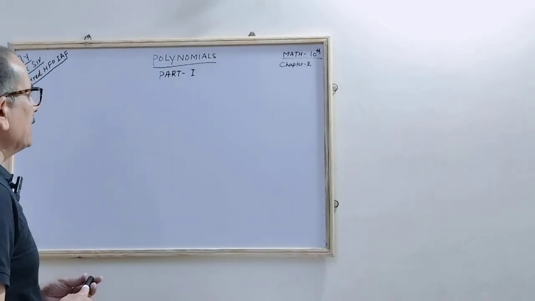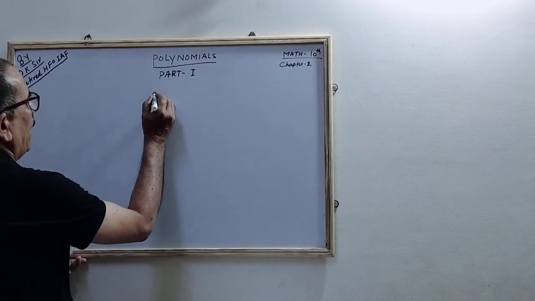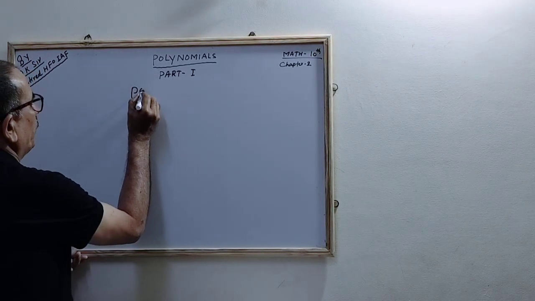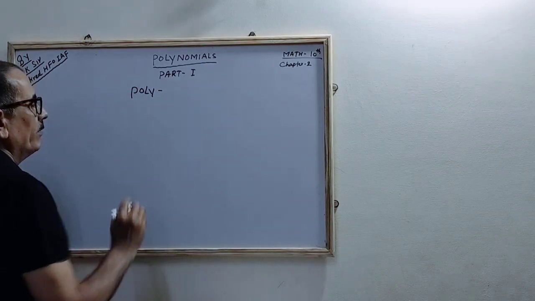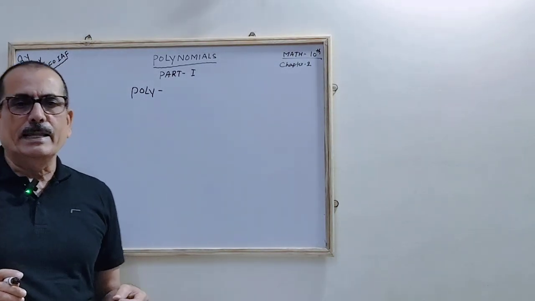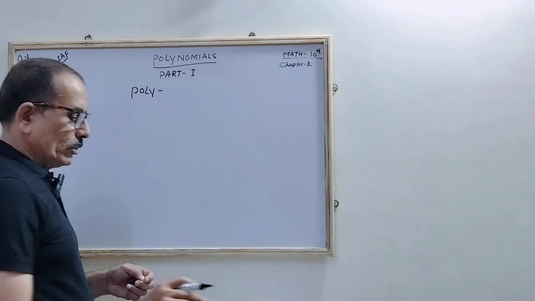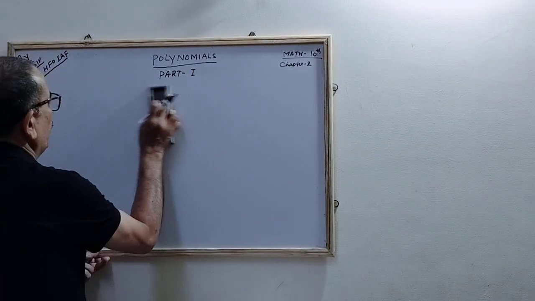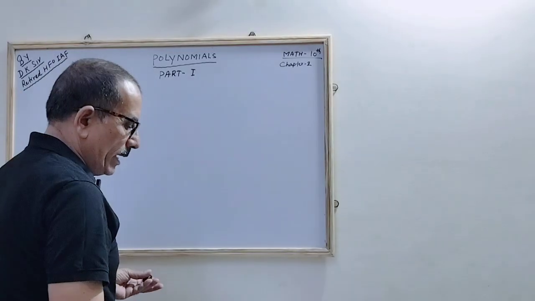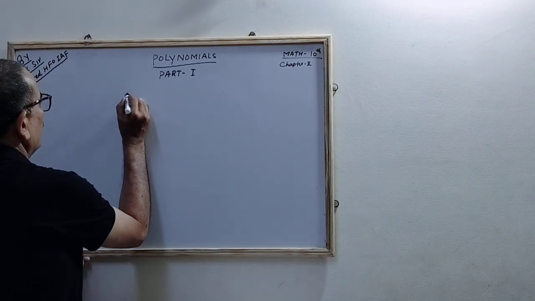Today's topic is polynomials, part 1. We are all aware of the meaning of "poly." Poly means many. When you go to any hospital, you find that there is a polyclinic. Poly means many things are there. So the polynomial, how is it written?